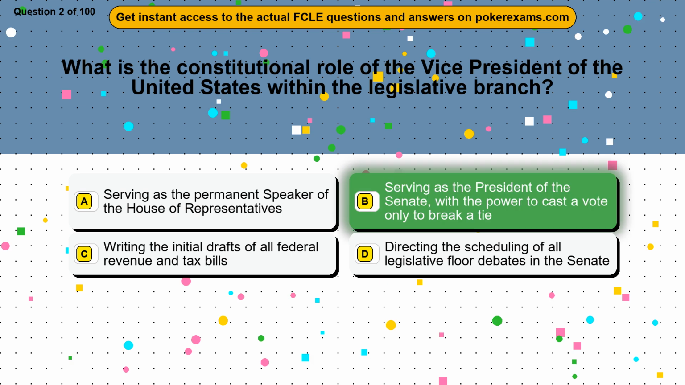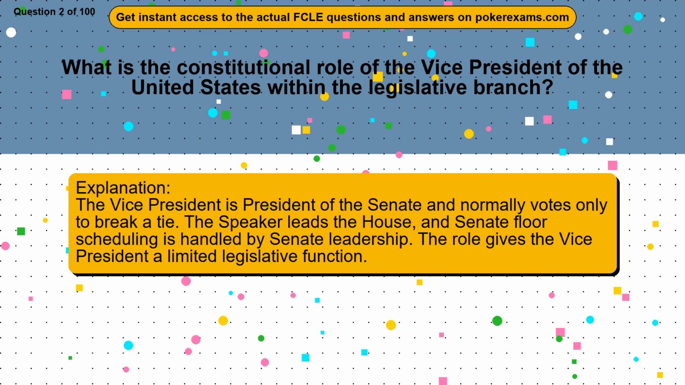The correct answer is option B. Serving as the President of the Senate, with the power to cast a vote only to break a tie. The Vice President is President of the Senate and normally votes only to break a tie. The Speaker leads the House, and Senate floor scheduling is handled by Senate leadership. The role gives the Vice President a limited legislative function.